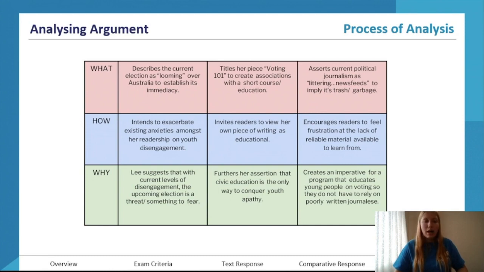And then the why: does this support the author's argument? Lee suggests that with current levels of disengagement, the upcoming election is a threat or something to fear. So the author clearly has a negative standpoint on the election.